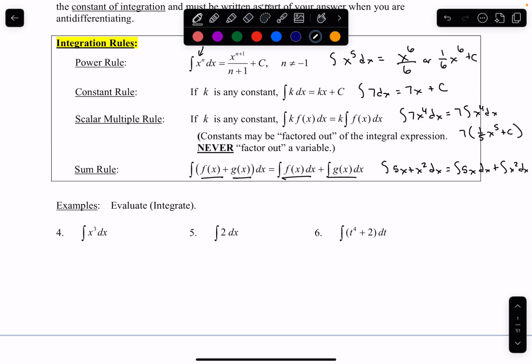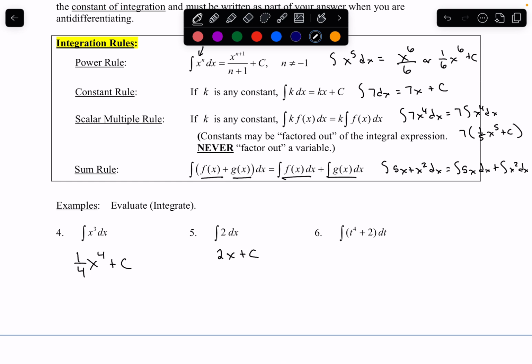All right, so let's do some examples. The integral of x cubed dx. So I raise the x's exponent by 1, so it becomes x to the 4th. And then I divide by 4. I like to multiply by 1/4 instead of dividing by 4 if I don't have a number in front. And then I add c. Okay? The integral of 2 is 2x plus c.